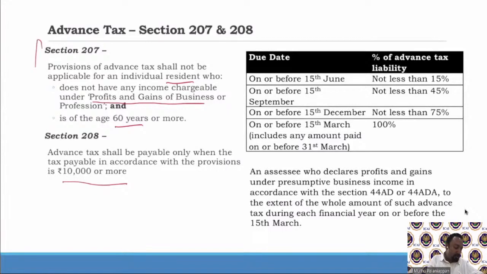So these are the two situations where advance tax is not applicable: if your total tax is less than 10,000, or if you are a senior citizen and you do not have business or professional income. In that case, advance tax is not there.